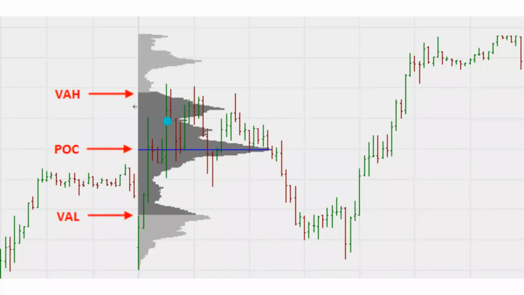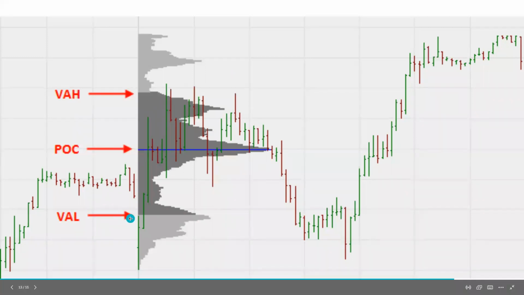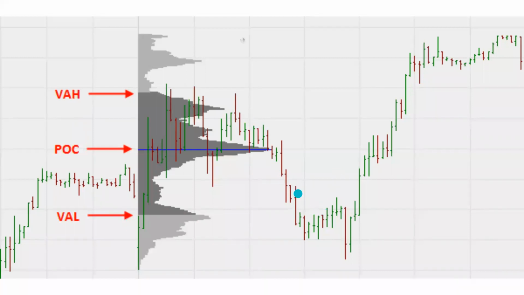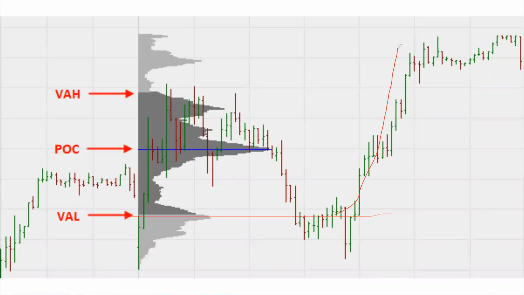Okay, so here we see the value area high, we have our point of control, and we have our value area low. Look what happens when we come down to our value area low. It ends up being a very strong support level, where once we get back above this level, you see that we move back up higher.